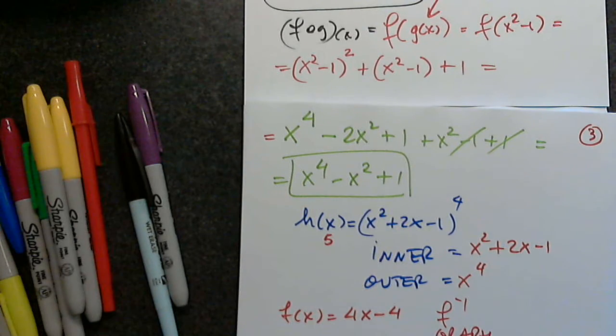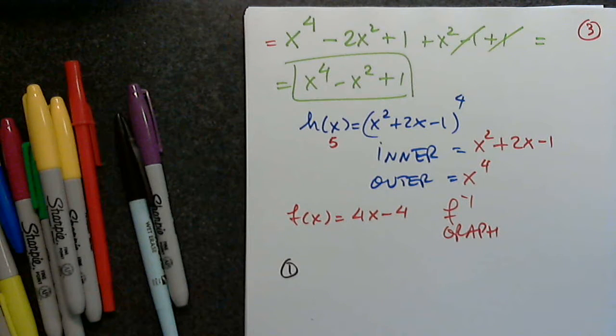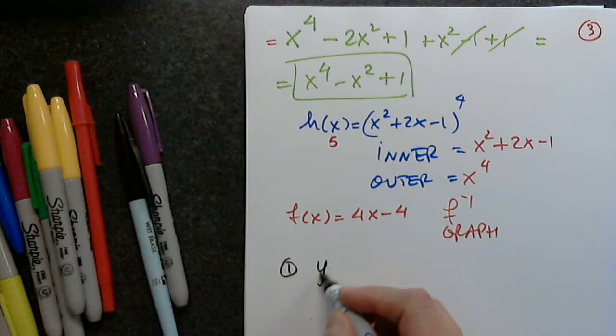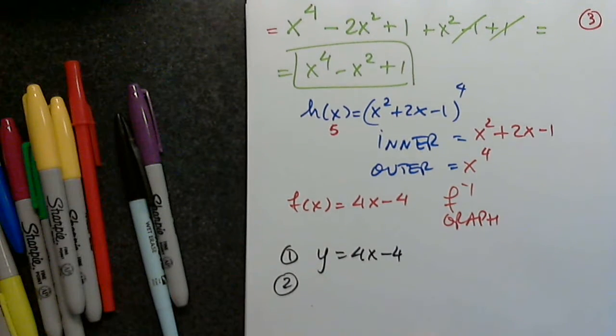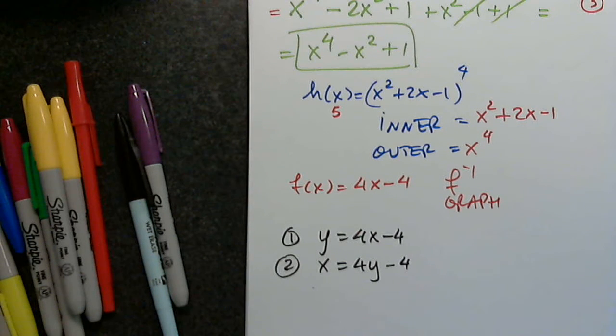Step 1. There is a 4-step procedure for that. Step 1. Yes, I replace f of x with y because it's the same thing. F of x and y are the same thing. Good. And step 2. Right. Why would I be allowed to interchange? Why all of a sudden do I make x y and y x? Exactly. Because the y value of the function becomes the x value for the inverse. That's why I'm allowed to do this.